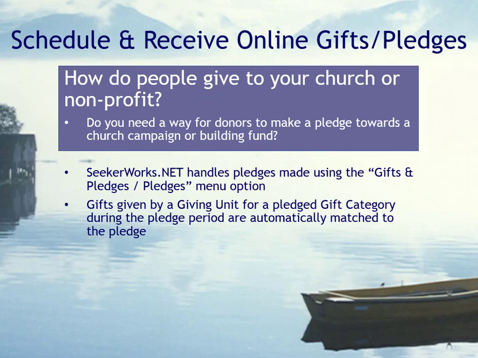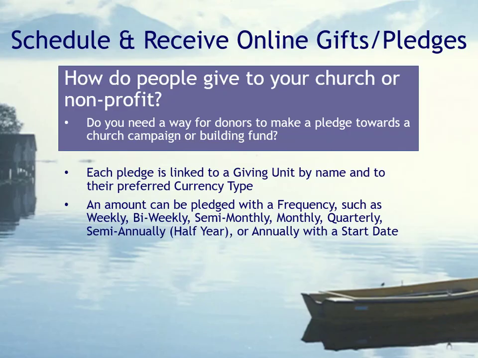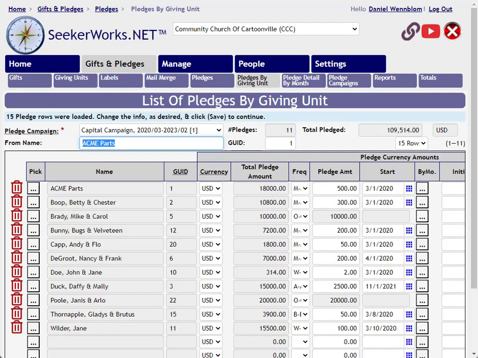SeekerWorks.net handles pledges made using the Gifts and Pledges menu option. Gifts given by a giving unit for a pledged gift category during a pledge period are automatically matched to the pledge. Each pledge can be added once a pledge campaign has been set up for the related gift category. Each pledge is linked to a giving unit by name and their preferred currency type and can be set up as follows. An amount can be pledged with a frequency such as weekly, biweekly, semi-monthly, monthly, quarterly, semi-annually, half-year, or annually with a start date.